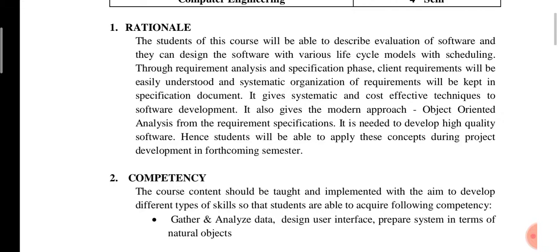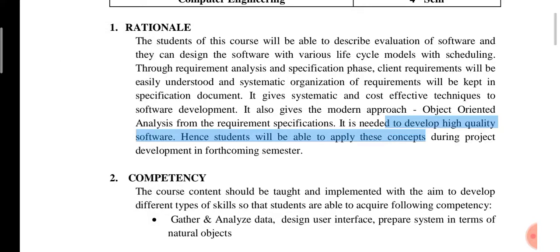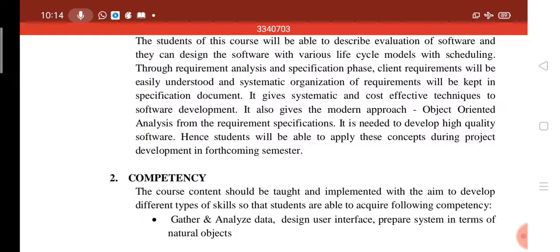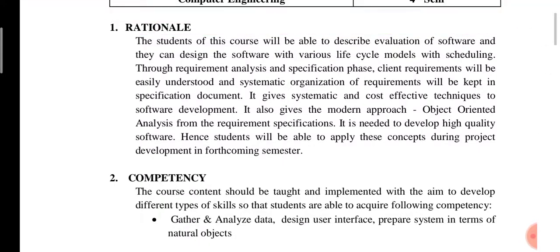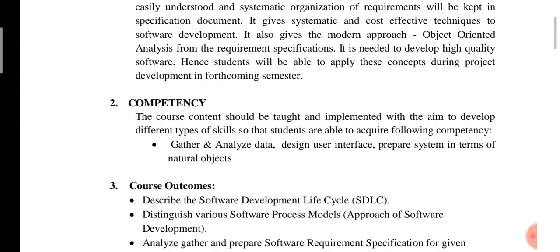Then the competency regarding FOSD is that the course content should be taught and implemented with the aim to develop different types of skills so that students are able to acquire the following competencies: gather and analyze data, design user interface, and prepare a system in terms of natural objects. Then the third one is the course outcomes.